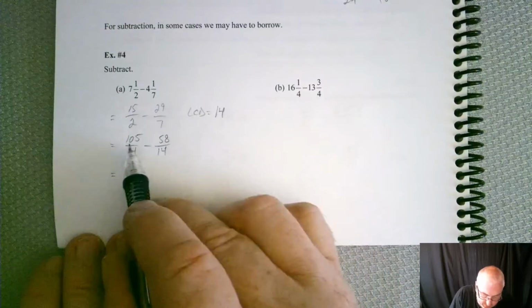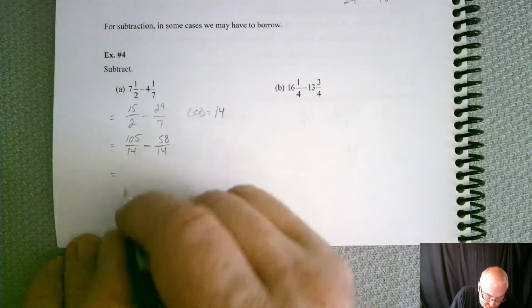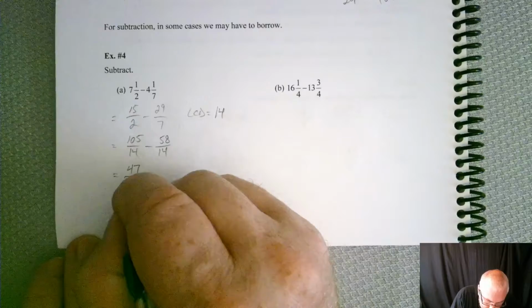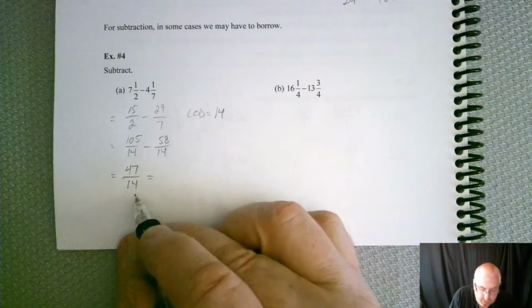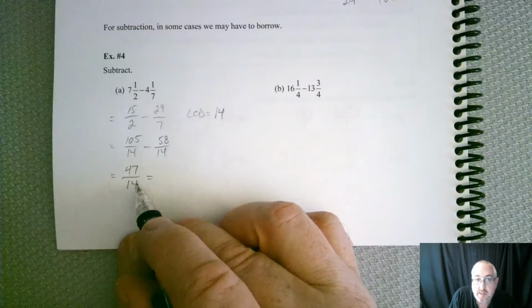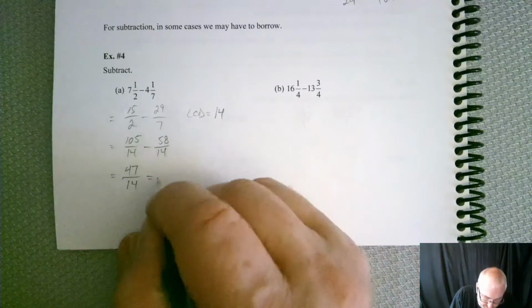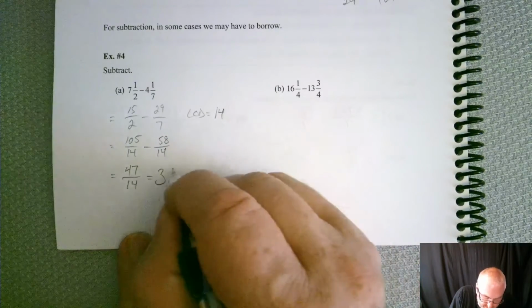All right, so now we can subtract those. Looks like we get 47 maybe. So 47 over 14. So how many times does 14 go into 47? I think maybe 3 times, right? 3 times and 5 left over.